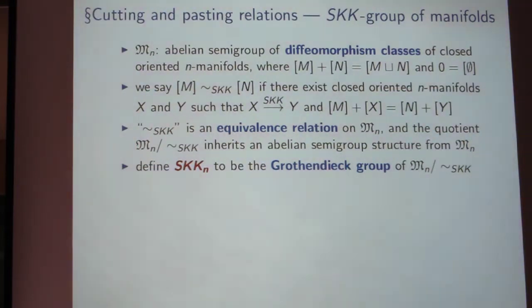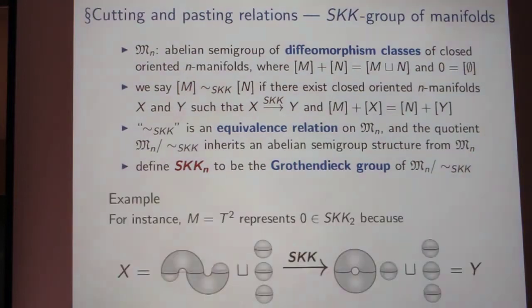And so you can consider the quotient, which inherits a semi-group structure from what we started with. And if you take the Grothendieck group of this quotient, you end up with a group which is denoted by SKKN, and which is called the SKK group of manifolds in dimension n. So this is kind of completely unrelated to Morse theory, it seems.